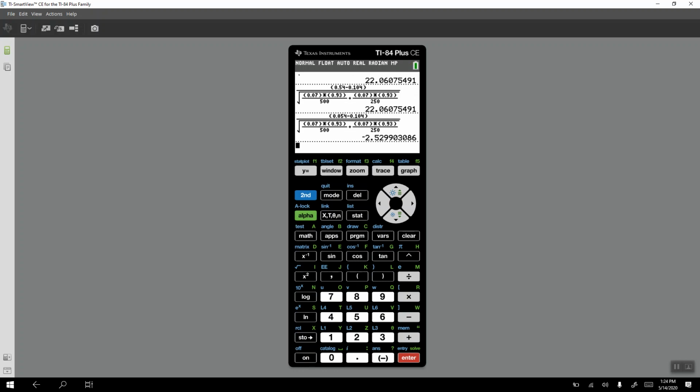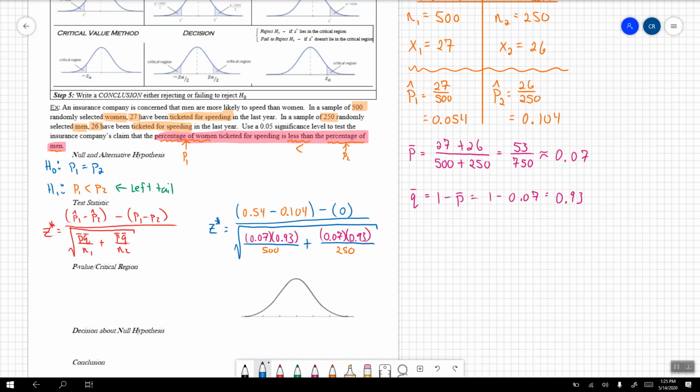Now, z-scores, remember what we said. Z-scores are always truncated to 2 decimal places, which means this z-score is going to be negative 2.53. Okay, so let's go back to the page and we'll go ahead and write it on there. All right, here we are. So that means that our test statistic that we found is going to be negative 2.53.